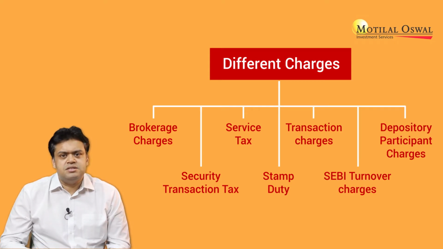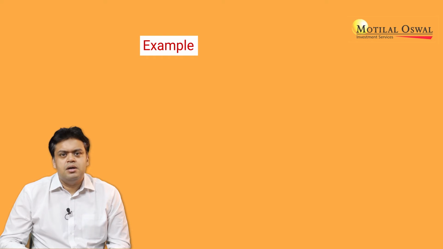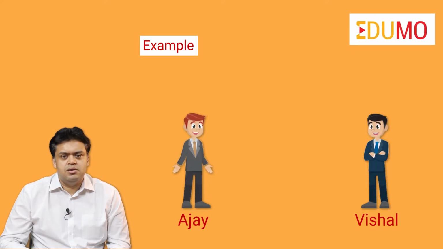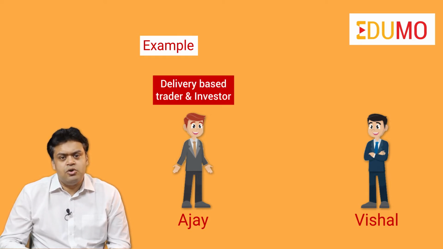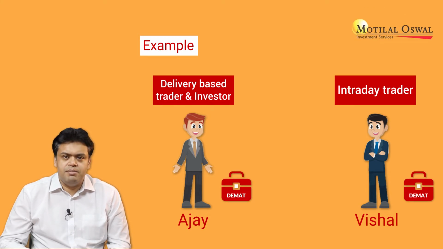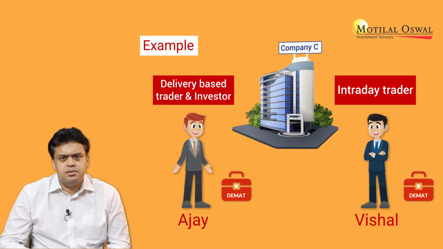Let us understand this with an example. Suppose there are two traders, Ajay and Vishal. Ajay does trading in delivery and invests for a long term, that is, for 2 to 3 years. On the other hand, Vishal is an intraday trader. Both of them have their trading and demat accounts in the same broking company named C.